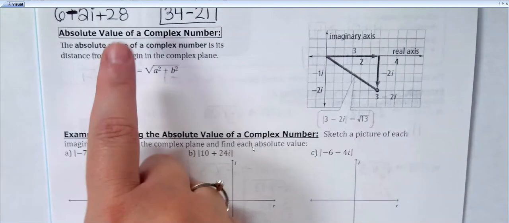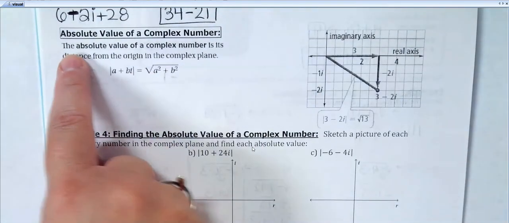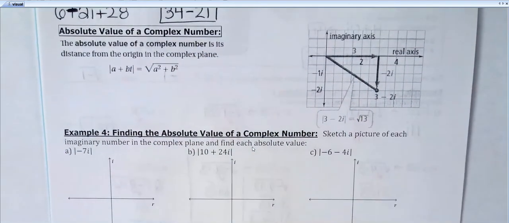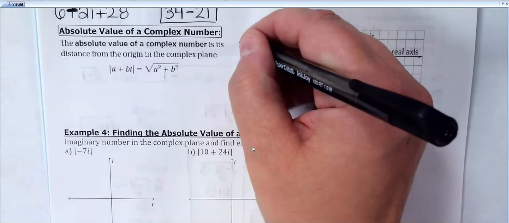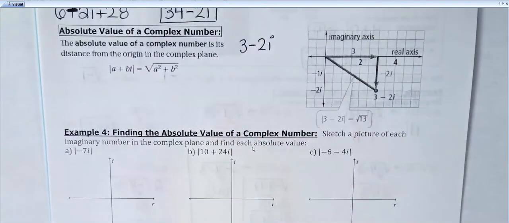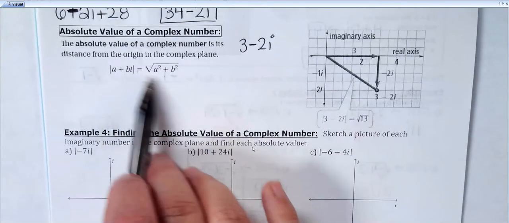And you guys will see this for sure again in trig. I've had people ask me questions about this in the resource room, so this will come back. You will see this again, I promise. So, absolute value of a complex number. What's graphed over here is the number 3 minus 2i. In general, if you take the absolute value, you can follow this little formula.